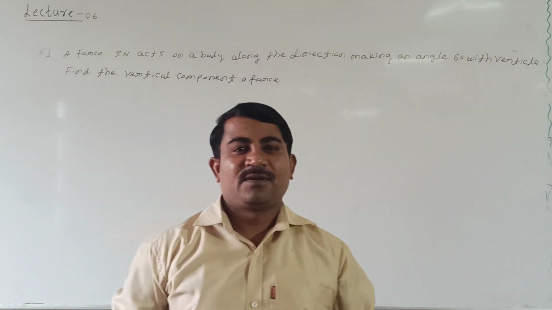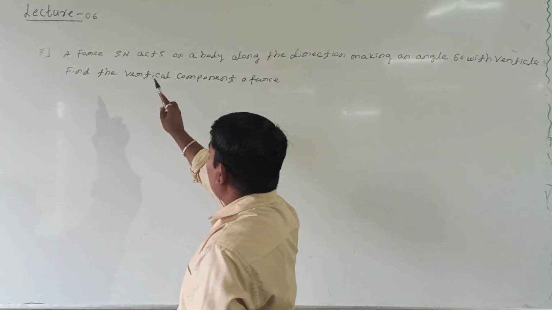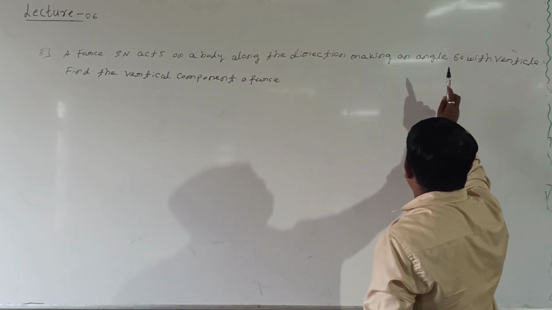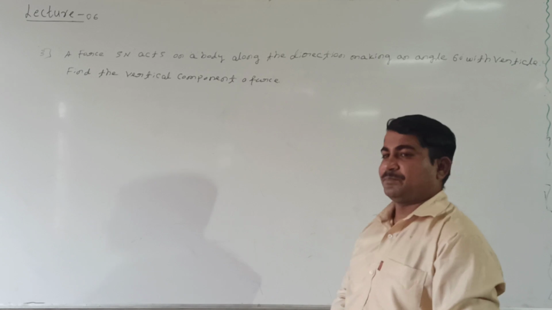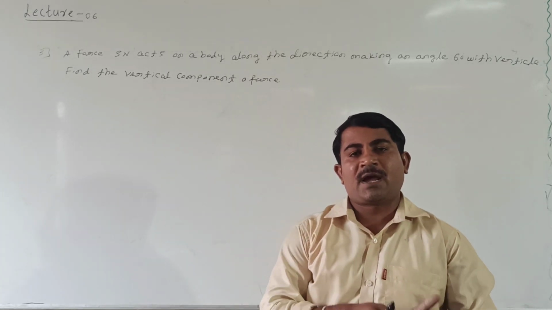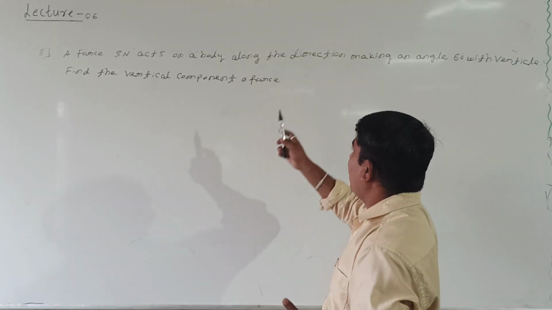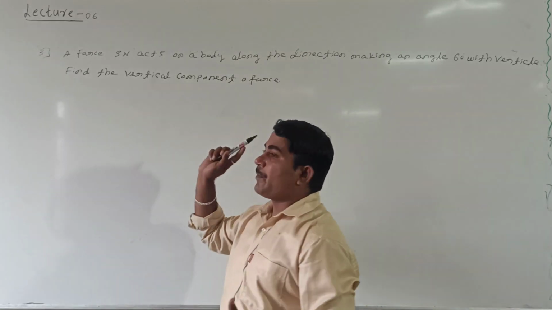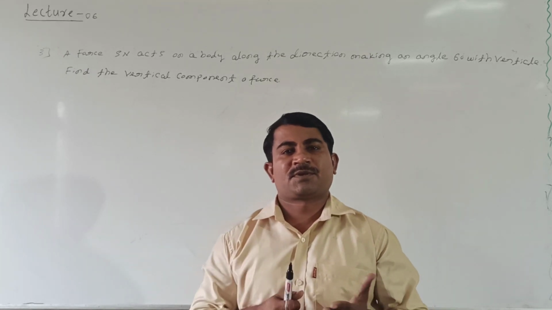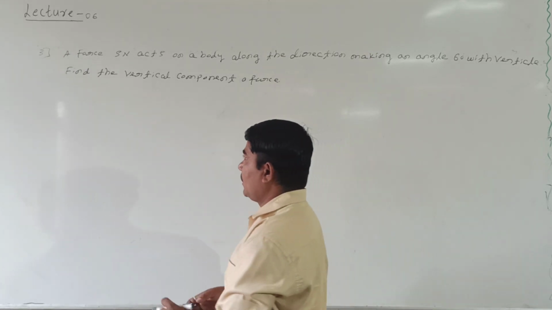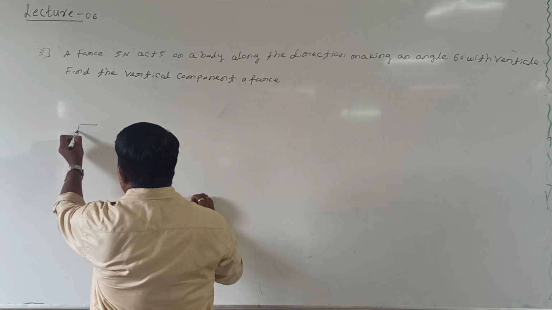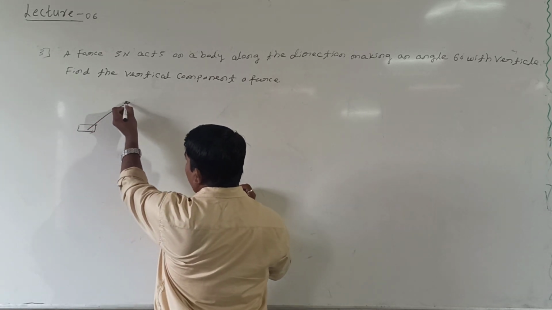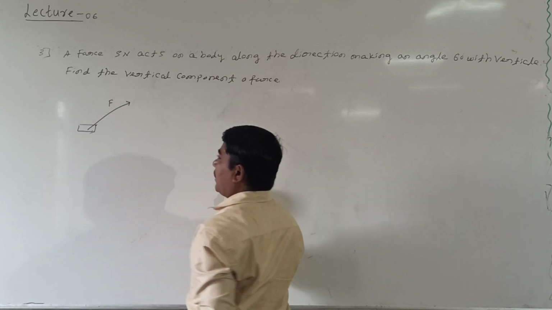Right, students. Third numerical is: a force of 5 Newton acts on a body along a direction making an angle of 60 degree with the vertical. Find the vertical component of the force. Shall I take here? Look at me. This is one body, and on this body the force is acting like this. F is equal to 5 Newton.